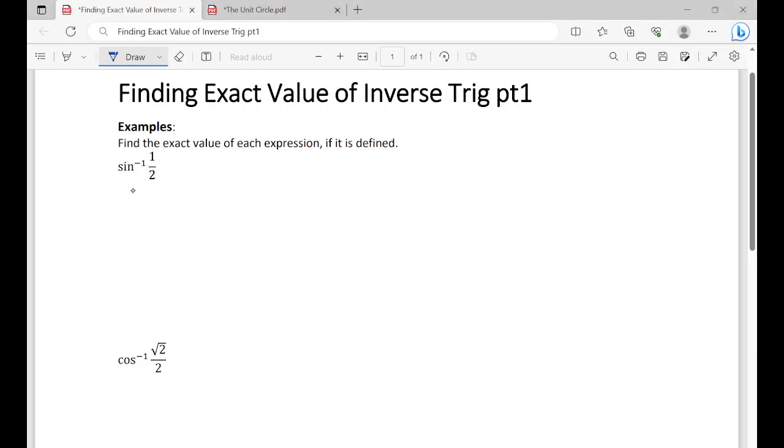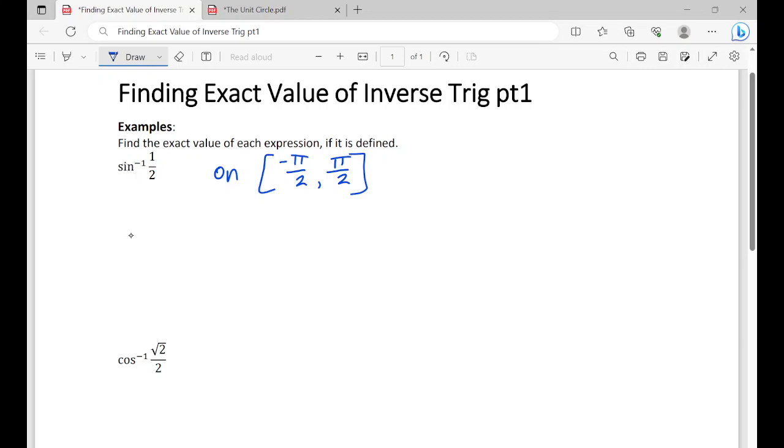In this video, I'm going to do a couple of examples trying to find the exact value of each inverse trig expression or arc trig expression. The one thing you need to be careful of is where is this defined, on what interval. So when we're working with arc sine of a half, we know this should be on the interval of negative pi over 2 to pi over 2. Now, what is arc sine of a half?